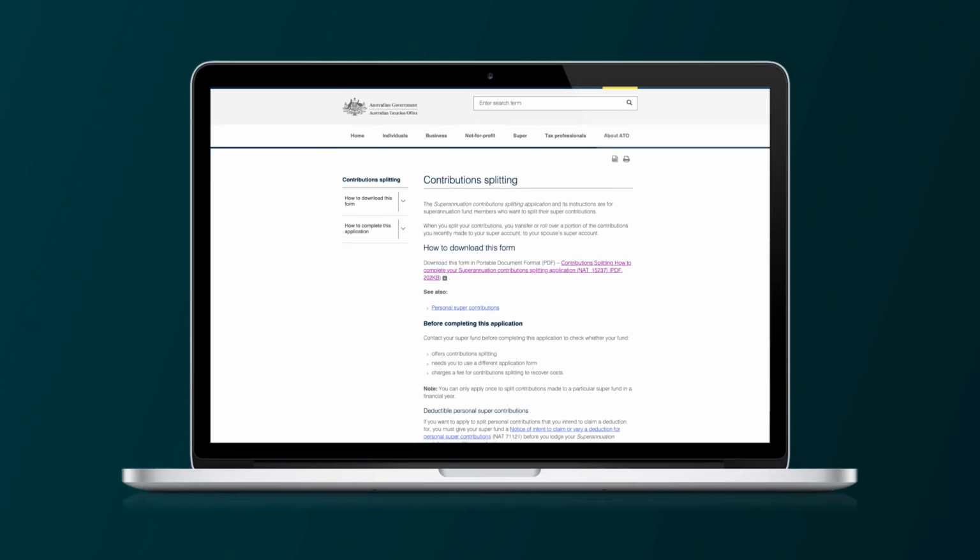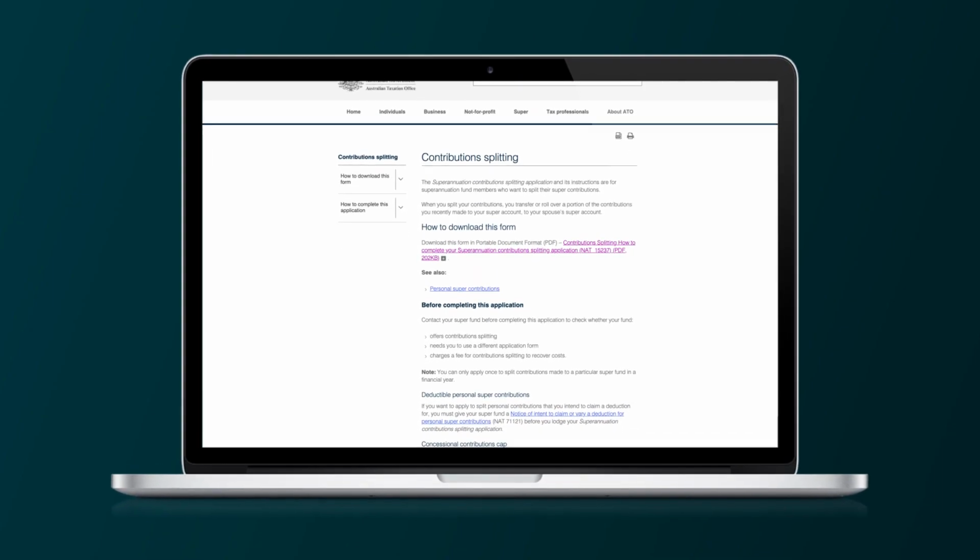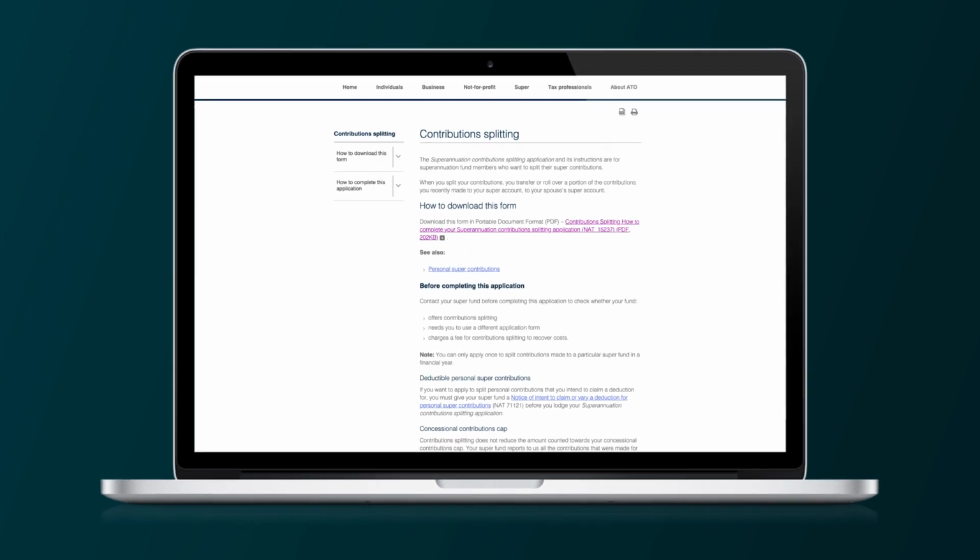There are rules and requirements around contribution splitting and I would refer you to the ATO website for a full understanding and details. We'll commence by providing a brief overview of some of the rules and requirements before showing you how contribution splitting is carried out on Panorama Super.